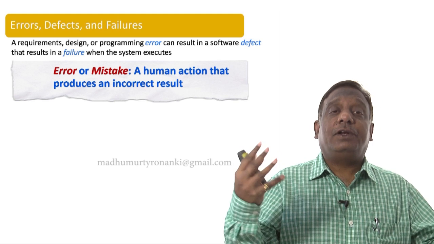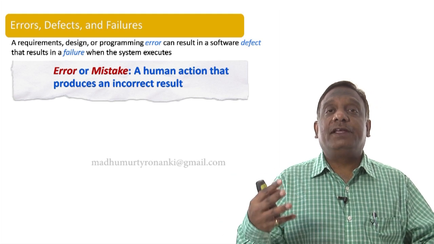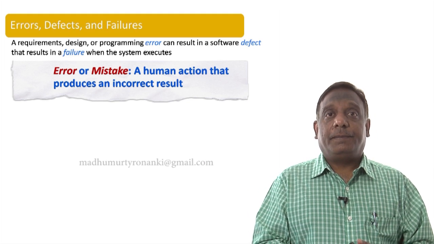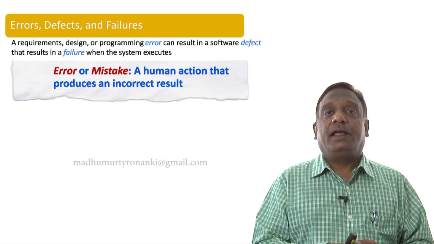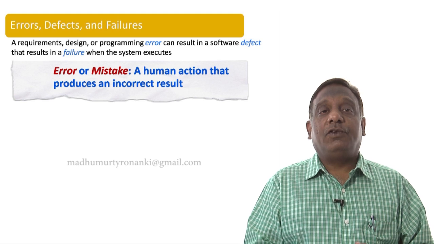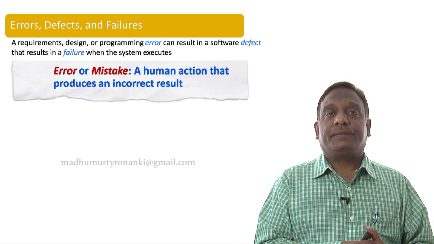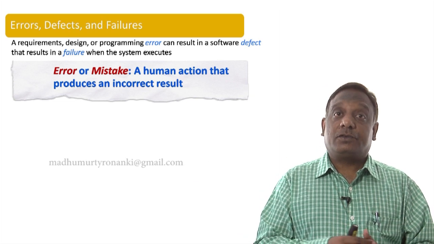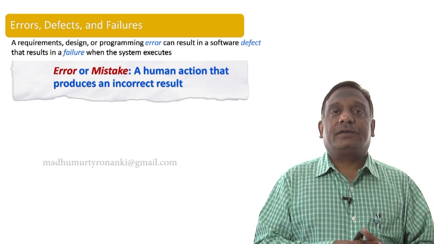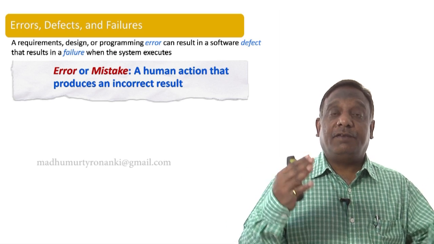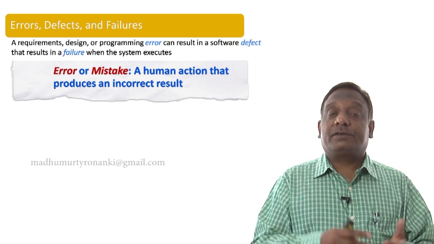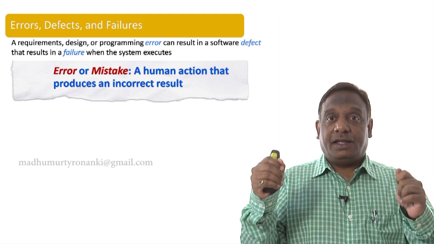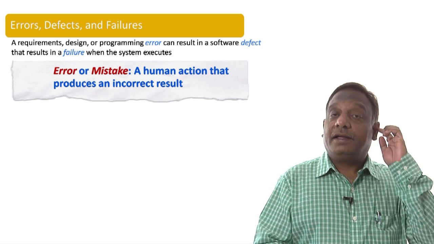Now let us understand why actually people make mistakes. What may be the reasons why people make mistakes? First is a skill issue. The people who are developing software have some skills but may not be fully perfect. That is why they make mistakes. Or sometimes under time pressure, people tend to make mistakes. And also whenever we are dealing with complex situations, again we human beings, even experienced developers and experienced business analysts, also make mistakes. So error is a human action that produces an incorrect result.